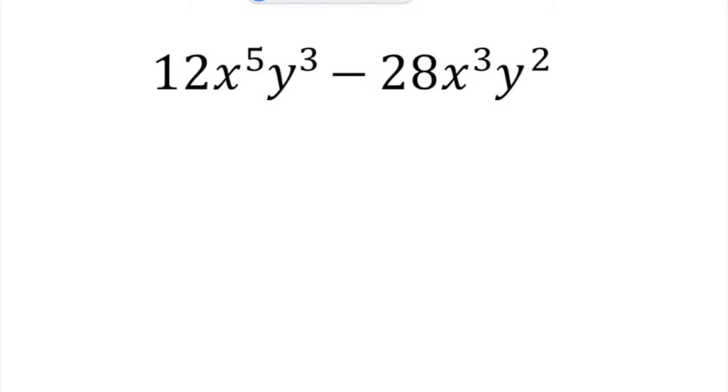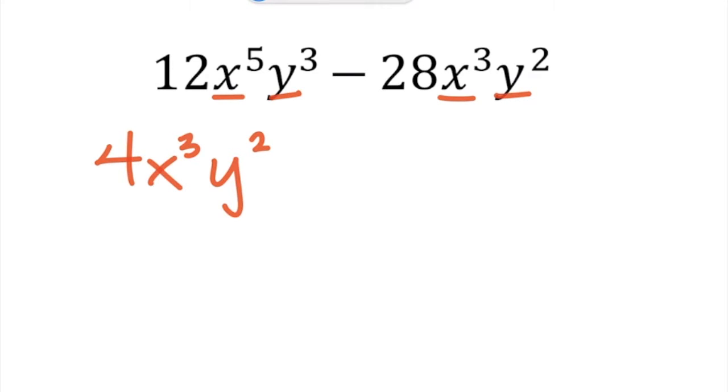So again, we're going to find the greatest common factor for the numbers. So 12 and 28 both have a 4 in common. X to the fifth, let's look at the x's. We want to choose the smaller exponent of x, so we're going to go with an x cubed. And here, we've got a y squared and a y cubed, so we can factor out a y squared.